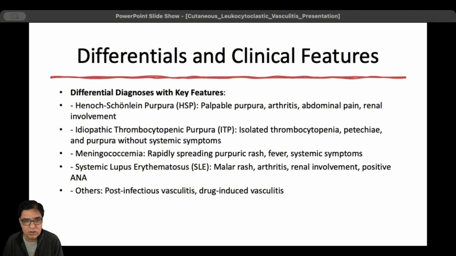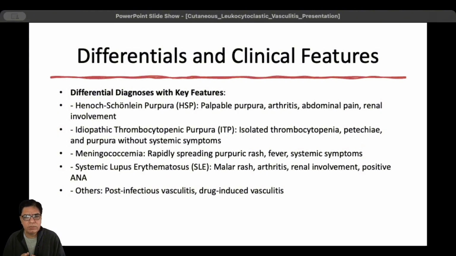We talked about ITP. Well, I don't think it is ITP in this particular condition, because in that case the platelets should be low. In this case, the platelets were actually on the higher side. Given that he was otherwise well, we could have thought of ITP if the platelets were low, but the platelets are on the higher side.